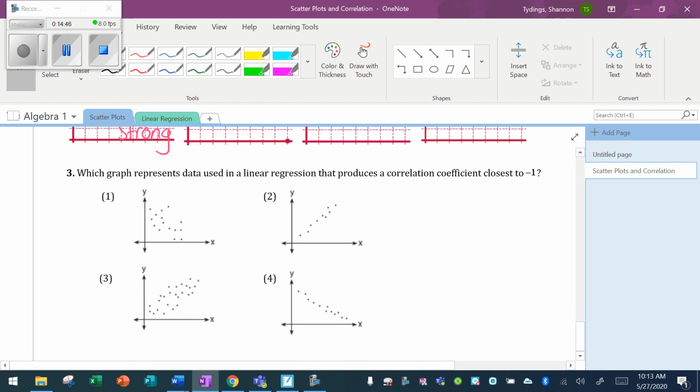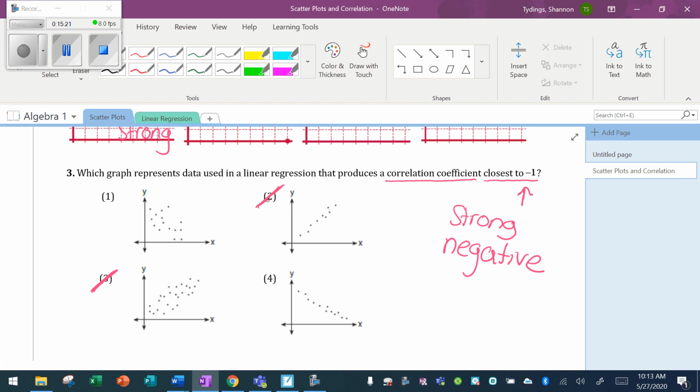If you look at the last example, it says, which graph represents data used in a linear regression that produces a correlation coefficient closest to -1? Meaning we want it to be strong negative. Okay, so we want to know which one of these is closest to being strong and negative. So the first thing I would do is say, let's eliminate any that are positive. If we take a look, I see that 3 is positive, and I see that 2 is positive. And then I want to look at 1 and 4. Which one of those is closest to a straight line? And hopefully you will see the one closest to a straight line is number 4.